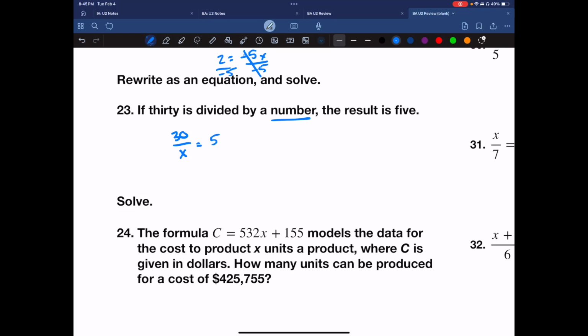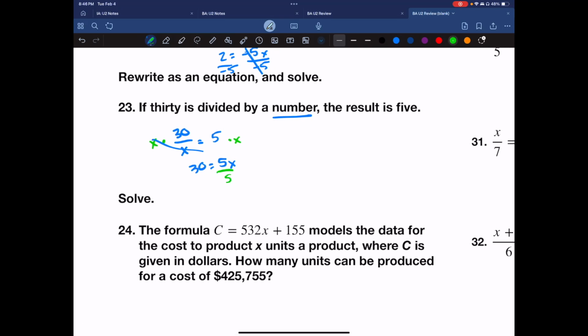Now, we may or may not have talked about this already, but you can still do this. You need to get x out of the bottom before you get it by itself. So you're currently dividing by x. So how do you undo division? You multiply. So I'm going to multiply both sides by x, and that will allow me to get rid of that. And that will be 30 equals 5x. Now that looks more like what you're used to, right? And then I just divide. Okay, there you go. And that's going to be x equals 6.